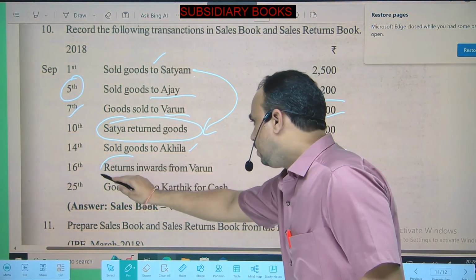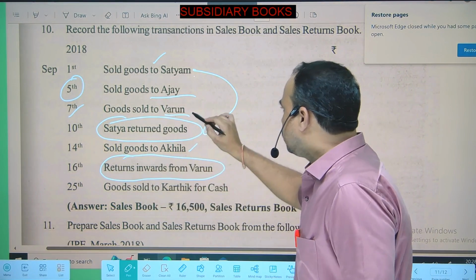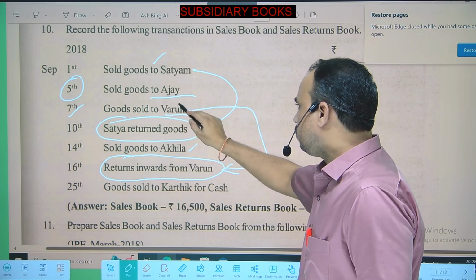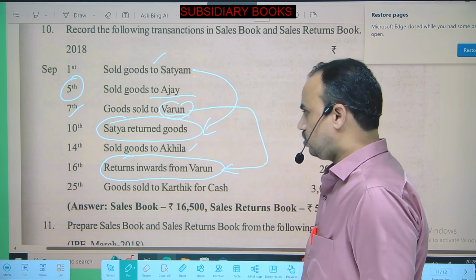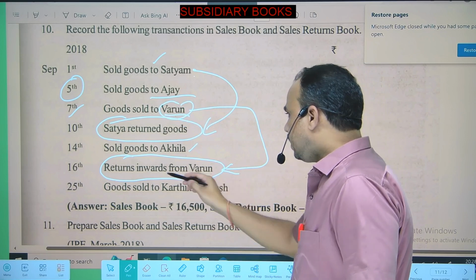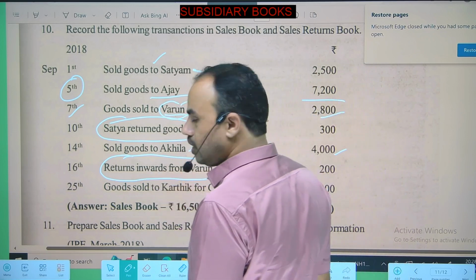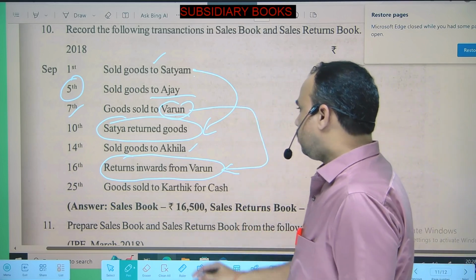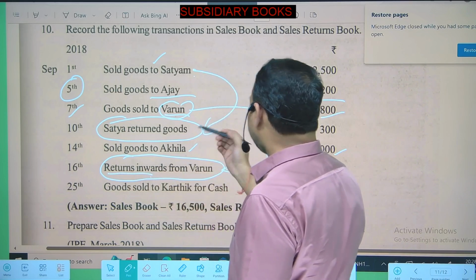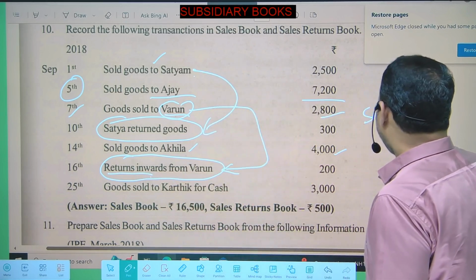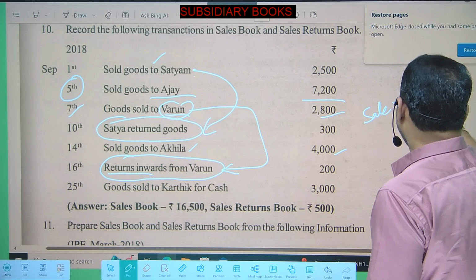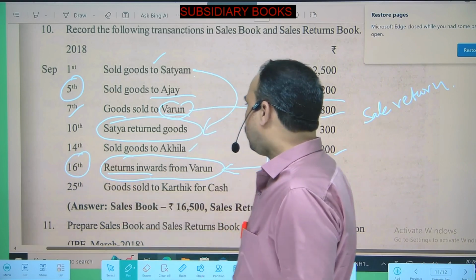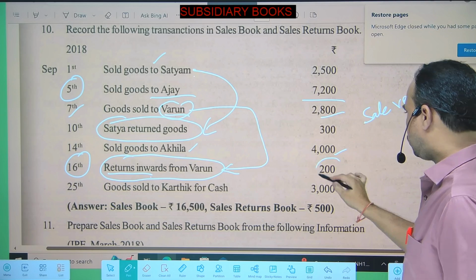Okay, see the next transaction. 16th date, return inwards from Varun. See, with Varun name, what happened? Previously we sold goods with Varun name. Okay, now we return inwards. Return inwards means nothing but sale return. Return inwards is another name for the sale return. So here the amount is 200 rupees.